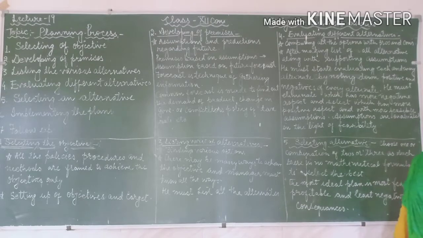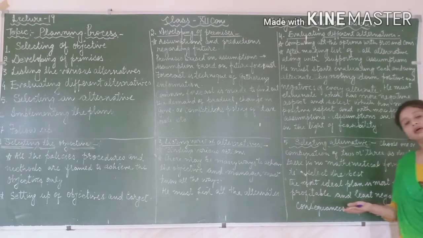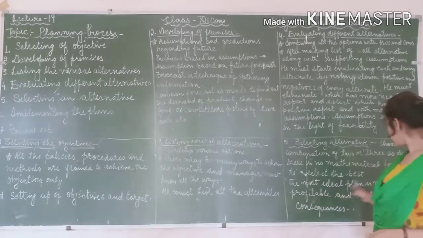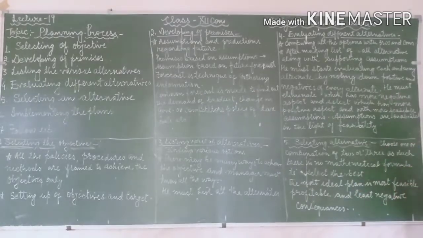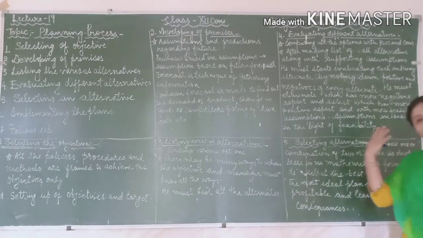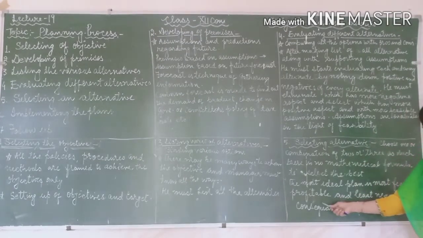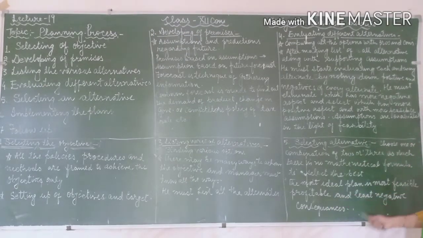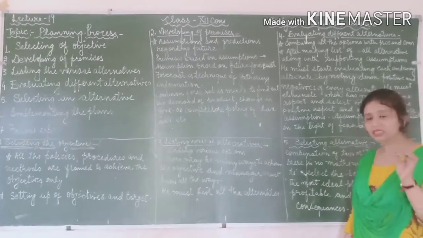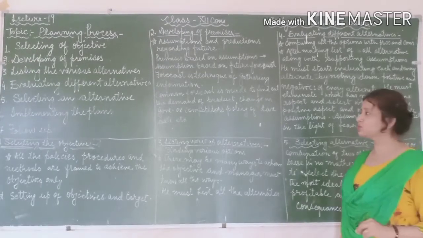So the best alternative is that which is most feasible, which means it has the points to be achieved. It is not out of range. Also it should be profitable and have the least negative consequences, less consequences.